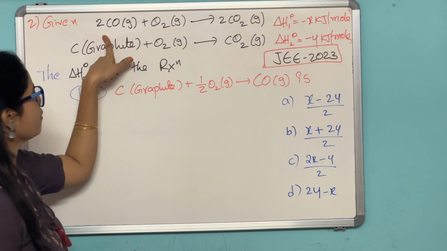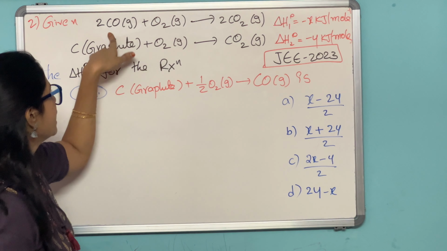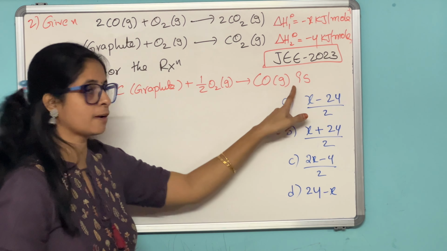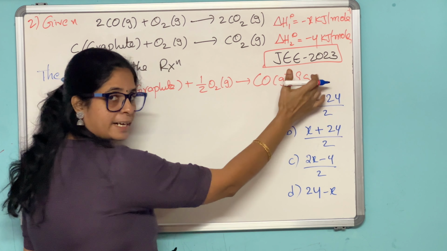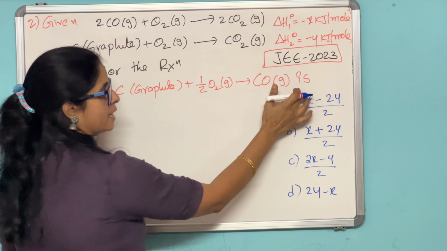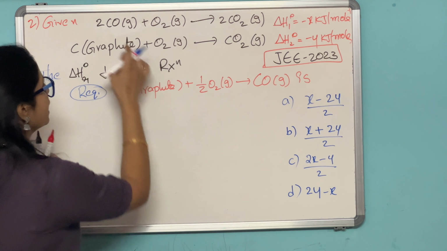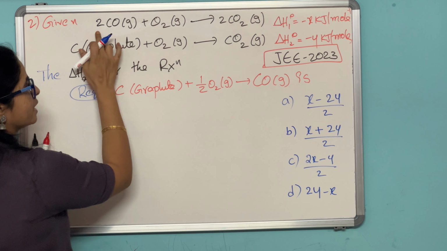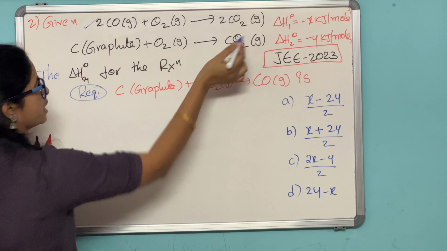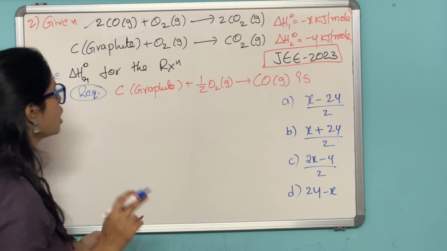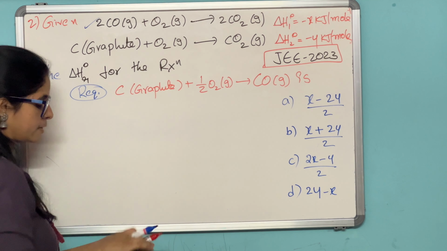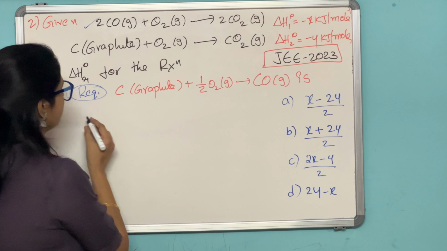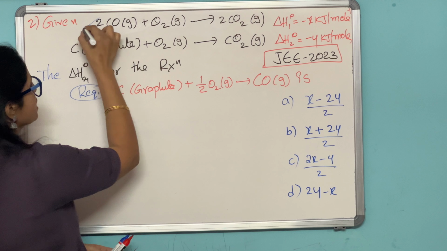But in the given equation, in your required equation, the CO is on the right hand side. But in your equation, the data given for this equation is minus x kilojoules. Now what you have to do for this type of problem is reverse this equation.